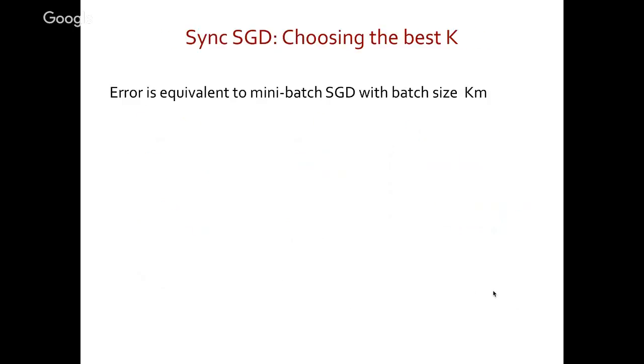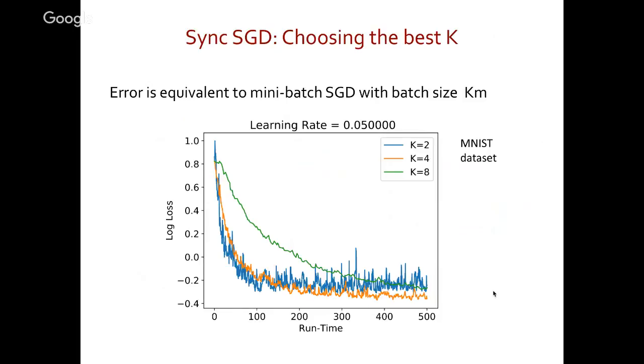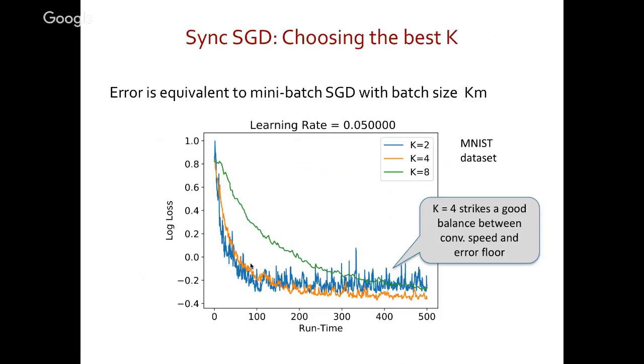Now with that, let me talk about choosing the best K. If you plot the error versus runtime convergence for different values of K, this is for the MNIST dataset, we can see that as K increases, that is, we are waiting for more and more workers, the plot becomes more stable, or it does not have as much noise. The reason is that the effective mini batch size increases, so we have less noise in the gradients. But as you increase K, the runtime per iteration increases, and that's why it is slower in terms of convergence. So for this example, K equal to 4 strikes a good trade-off between convergence speed and error floor, and maybe that's the right value to choose for this particular example.